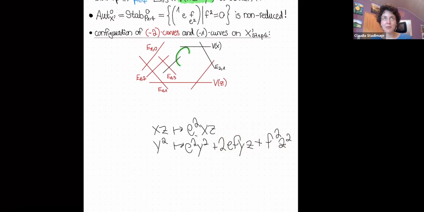And this also gives an explanation why non-reducedness phenomena only occur in small characteristics, because the curves that appear in the pencils, which we use to calculate the stabilizer subgroups, have only small degrees.